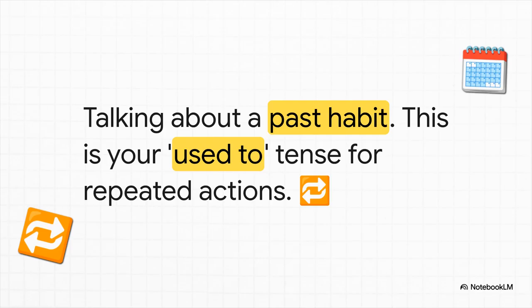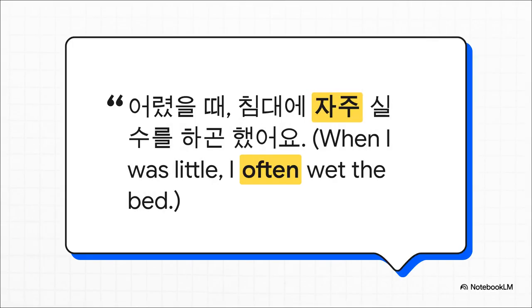All right, the second major role for the imparfait is talking about habits, stuff you used to do over and over again in the past. Okay, this is a memorable one for sure. When I was little, I used to wet the bed often. This wasn't a one-time event, right? It was a repeated action, a habit. And that word often, souvent, is a huge flashing neon sign telling you, use the imparfait.